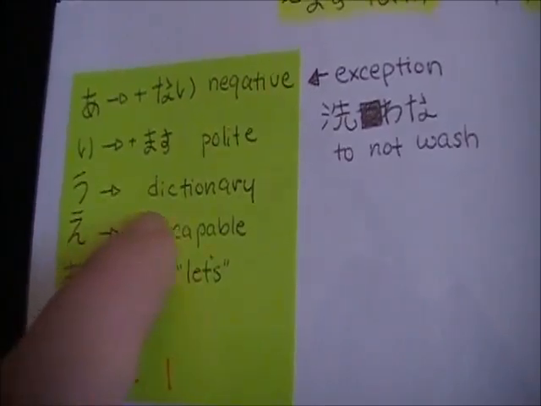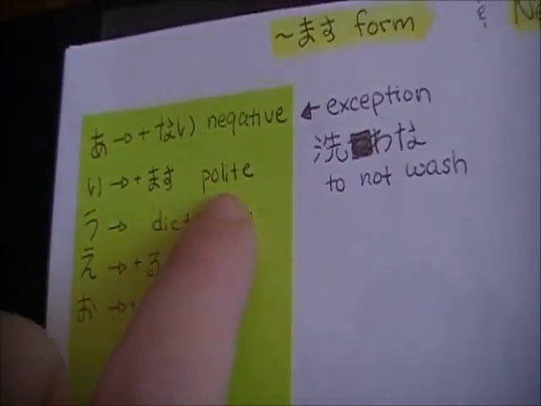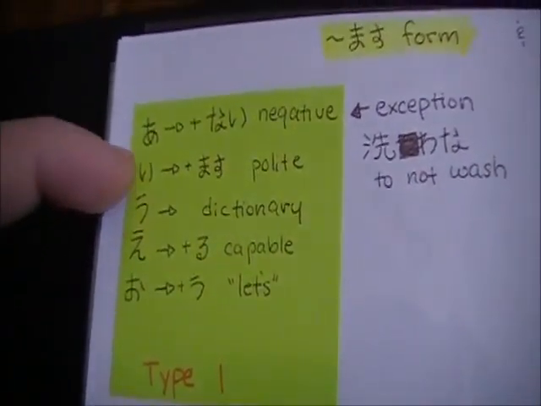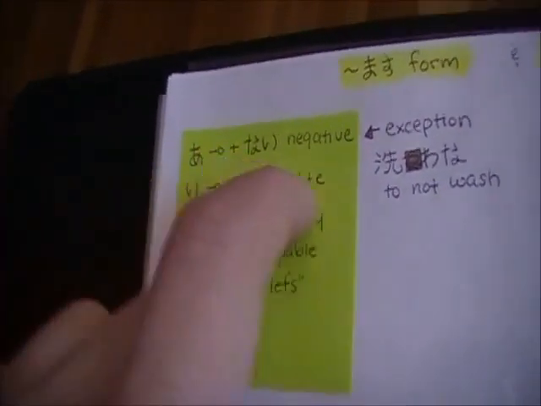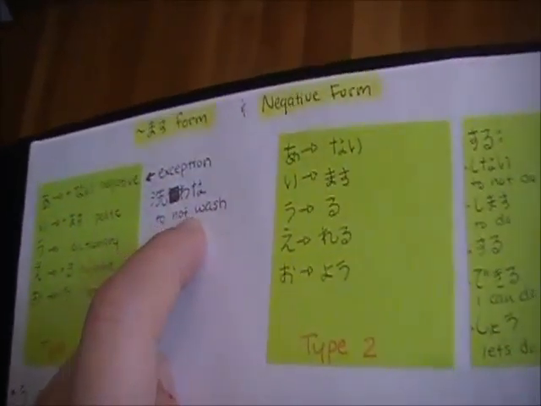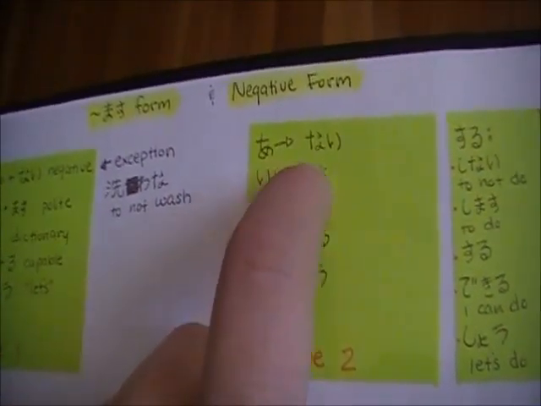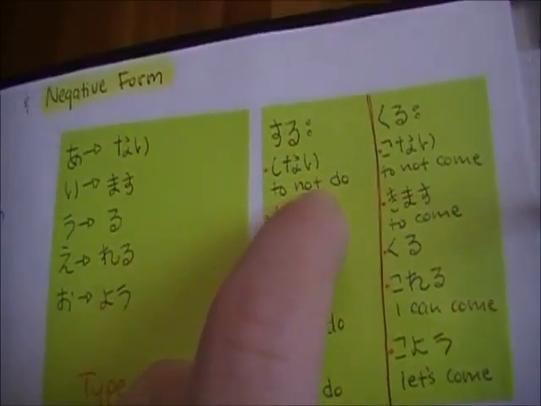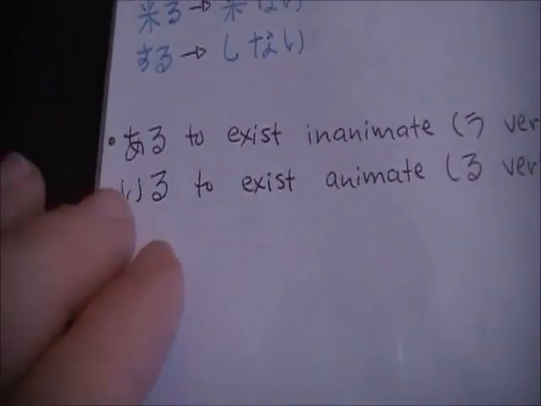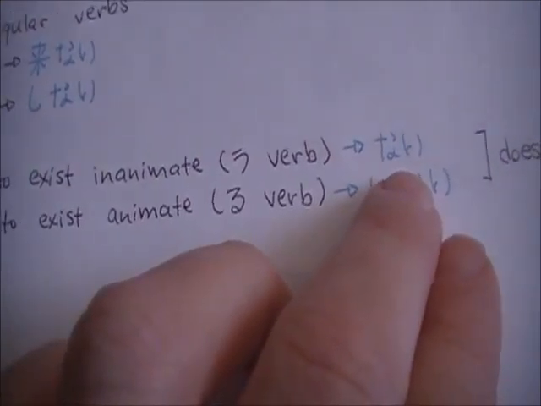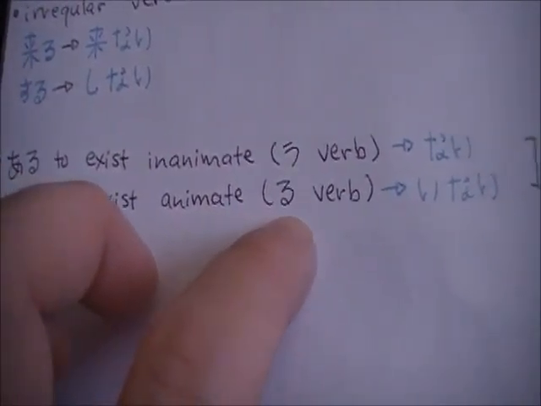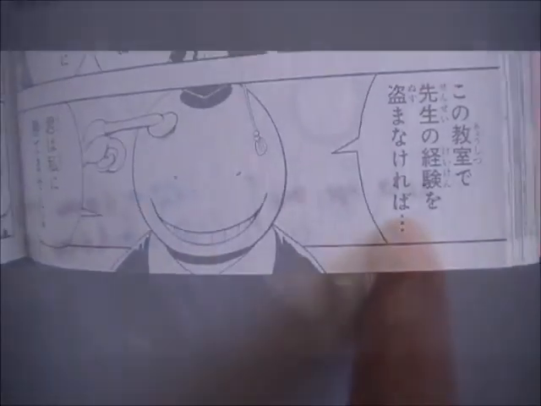This is for the u verbs, so you go from the dictionary form, you go up to the i line for masu, or you go up to the a line for negative. You change the u to the a and add nai. And there's the exception, and I didn't finish it for some reason, but arawanai. And then type 2 verbs, you just drop the do, add nai, and here are the irregulars. Shinai, to not do, and konai, to not come. Of course, we have aru, to exist, u verb, to nai, does not exist. And same here, iru, to exist for animate or living things is a do verb, so it's inai. Also means does not exist.